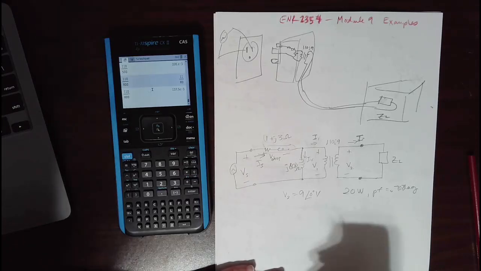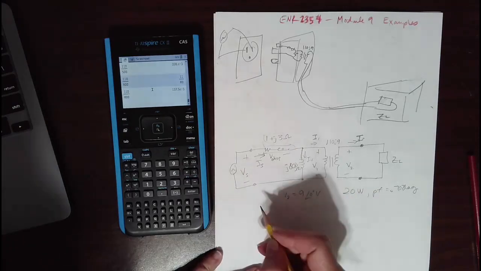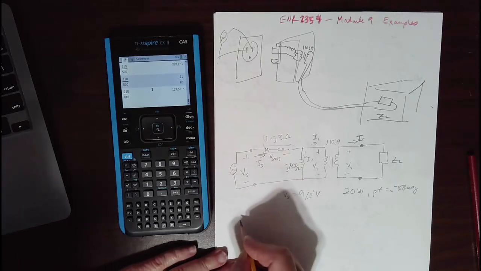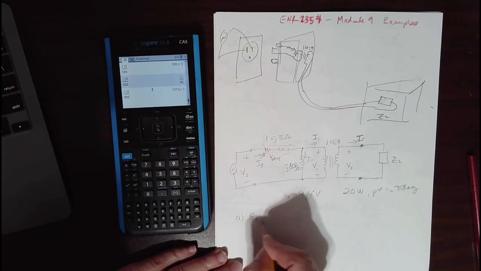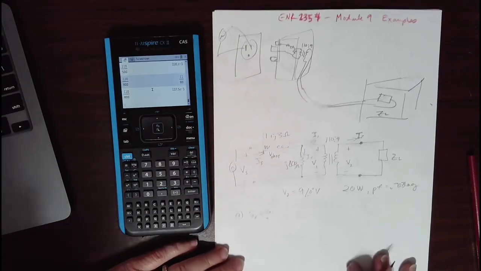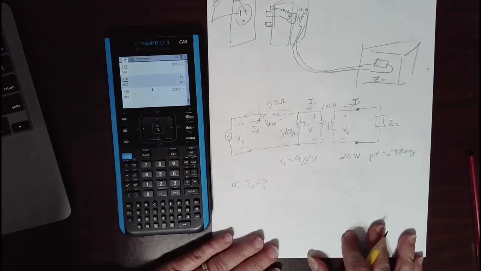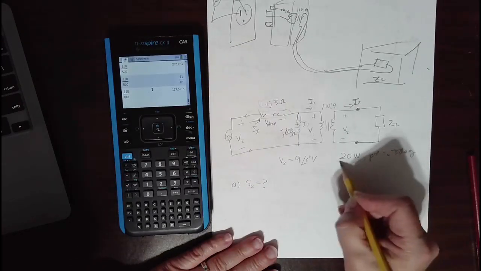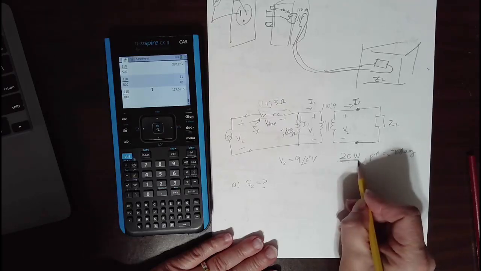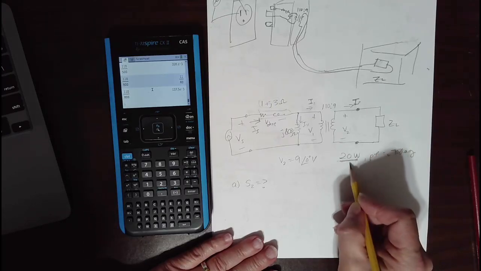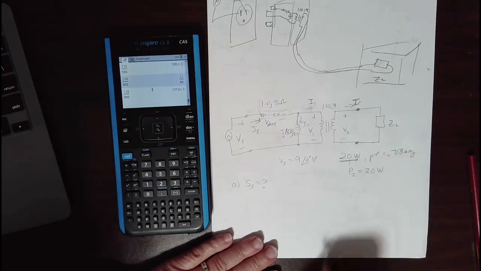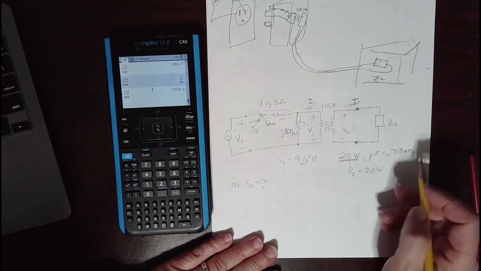Okay, so first thing we want to know is, what is the power of the load? So what is S2? We've got some information about S2 here. It says watts, so that means it's the real power of the load. So the real power of the load is 20 watts. We've got the power factor.